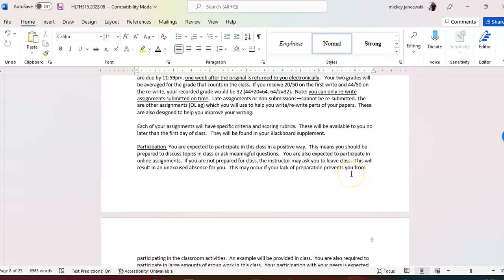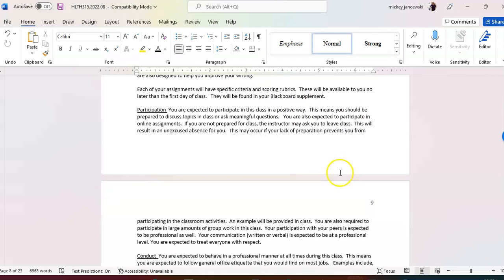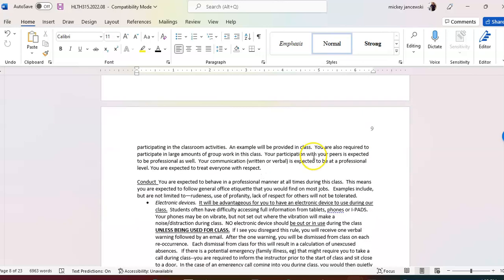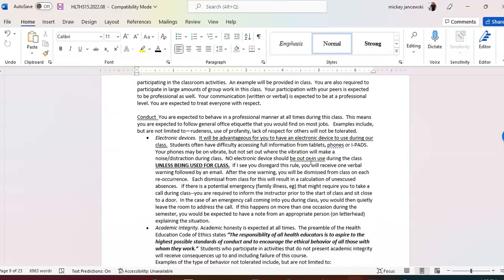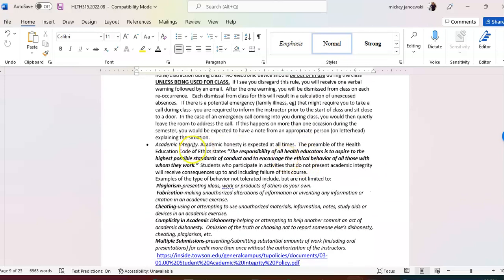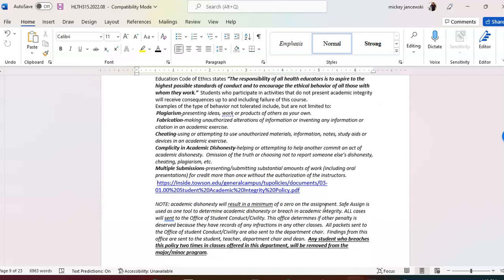Each of your assignments has criteria and scoring rubrics. I expect you to follow those. Make sure you read over the participation and conduct guidelines. Make sure you understand what academic integrity is according to Towson University, and I will check this link one more time to make sure it works. But anybody who breaches academic integrity will receive a minimum of a 0 on the assignment, all the way up through possibly failing the course. And everyone who breaches academic integrity, no matter how small the issue is, is sent to student affairs and student conduct.